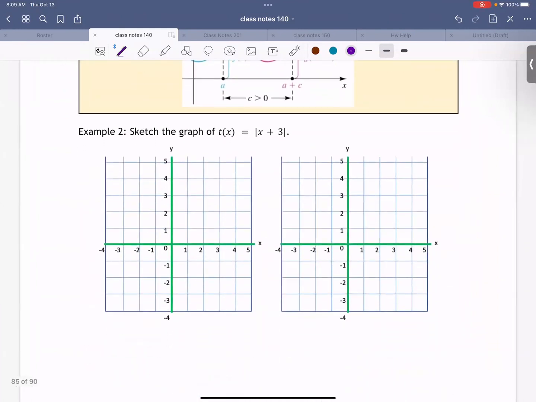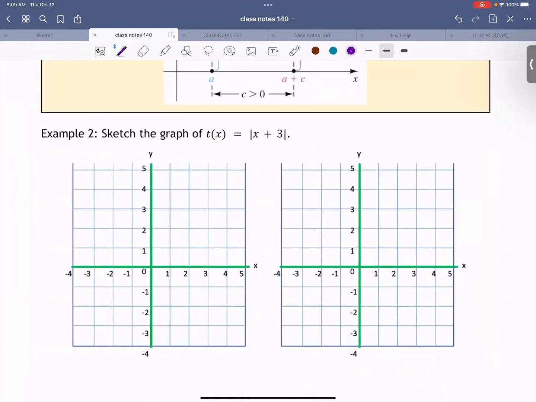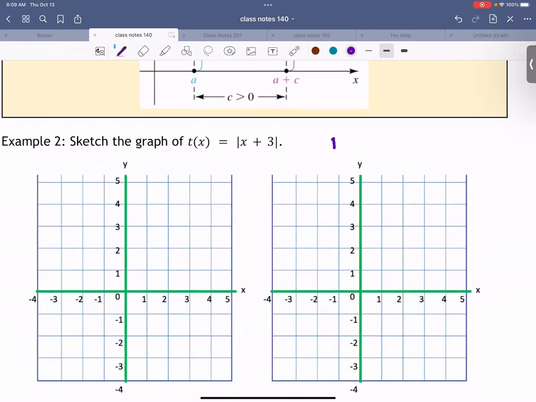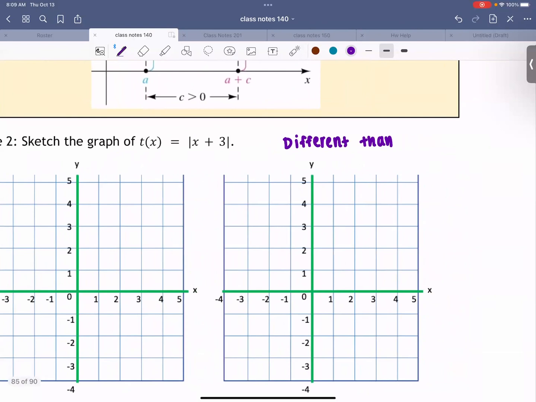Example 2, we want to sketch the graph of t of x equals the absolute value of x plus 3, okay? Now I want to make a very big point here, okay? This is a different question than this question. So if I were to ask to graph this function, t of x equals the square root of x plus 3, something different is going on the right.